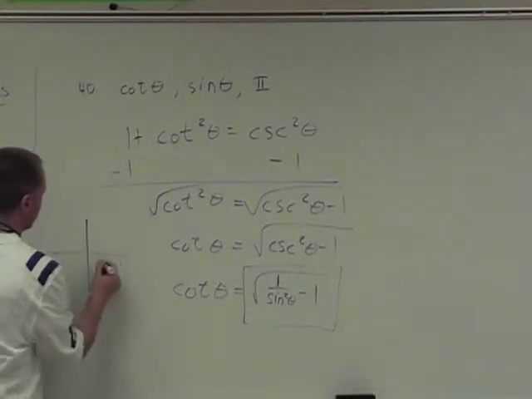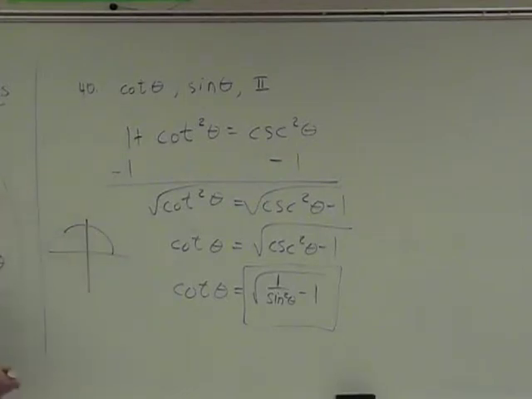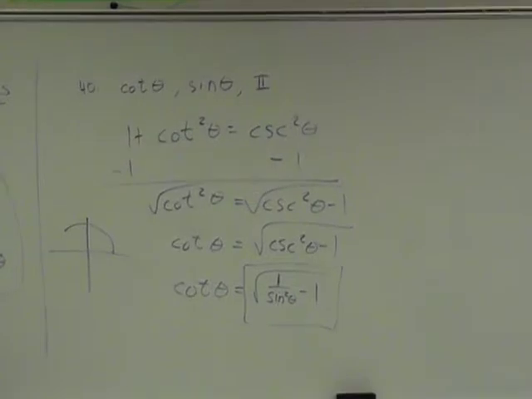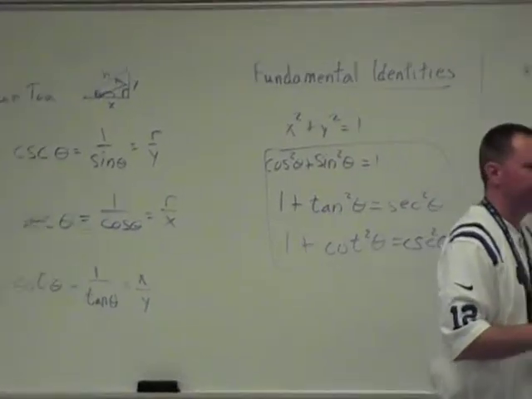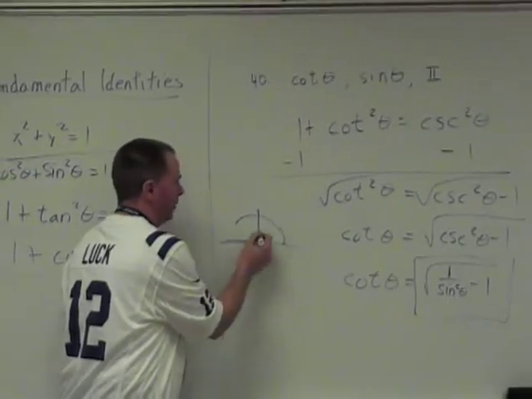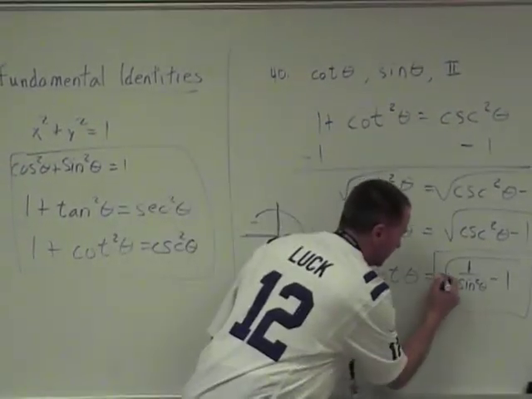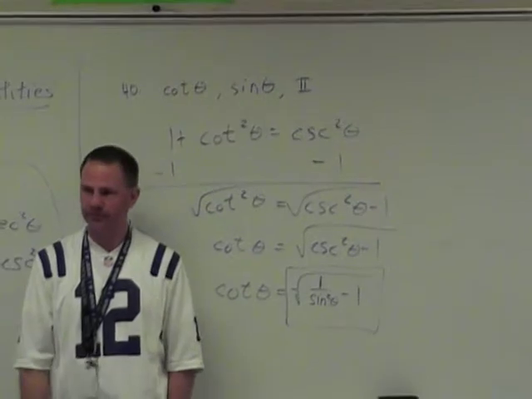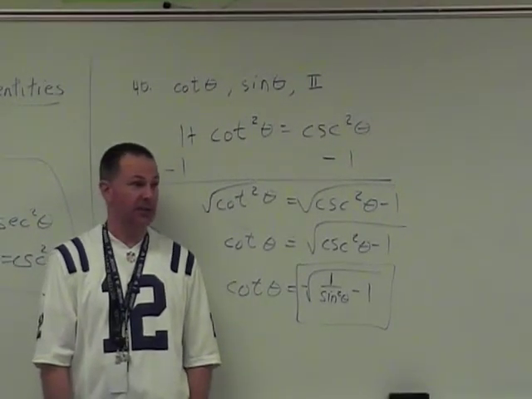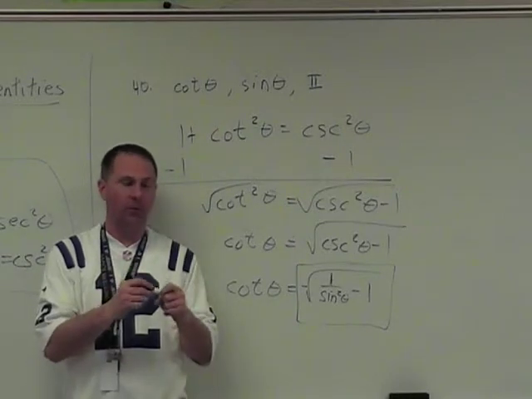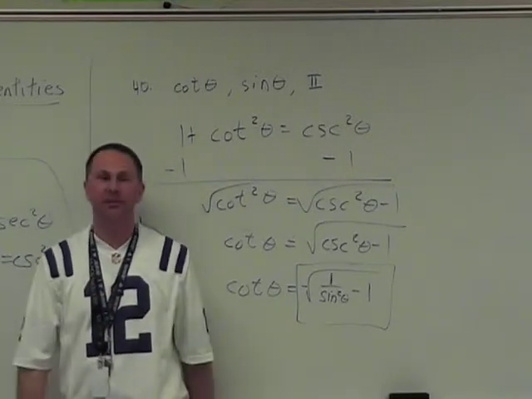So cotangent in quadrant 2 is what? Positive or negative? Cotangent is x over y. It's negative. X is negative, y is positive. Done. Kind of crazy, right? Remember that we're working up towards something else.